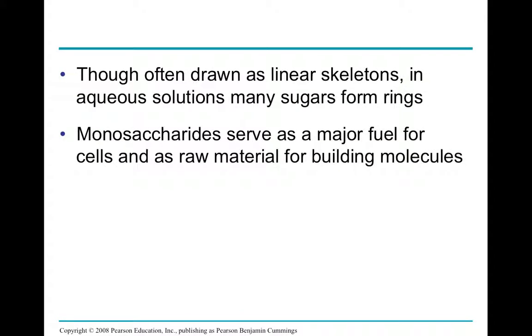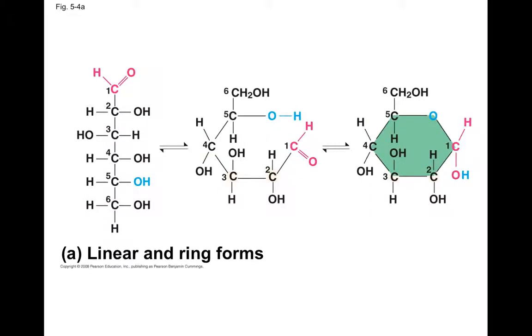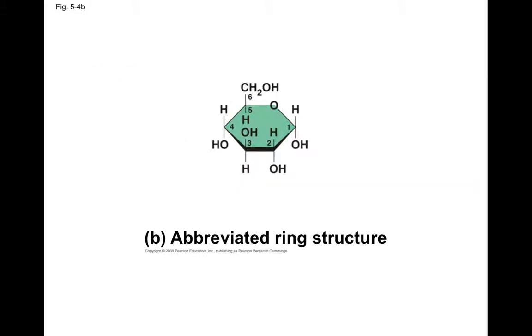Even though we often draw these structures as linear skeletons, when they're in aqueous solution, so we talked about that earlier with water, many sugars form rings when they're in water. Monosaccharides serve as a major fuel for cells and as raw material for building molecules. So here we go from a linear form to a ring form. Here's what the ring form looks like. Here's a more detailed one.